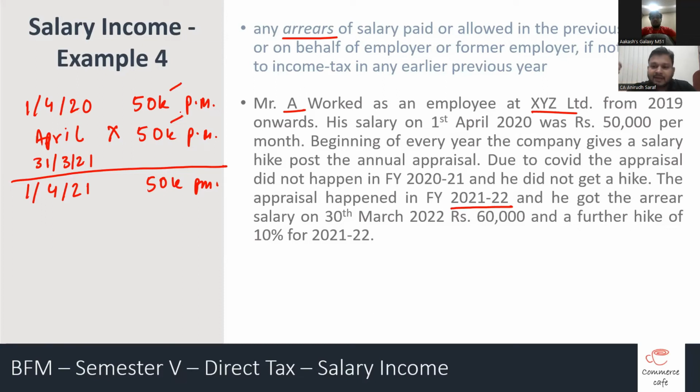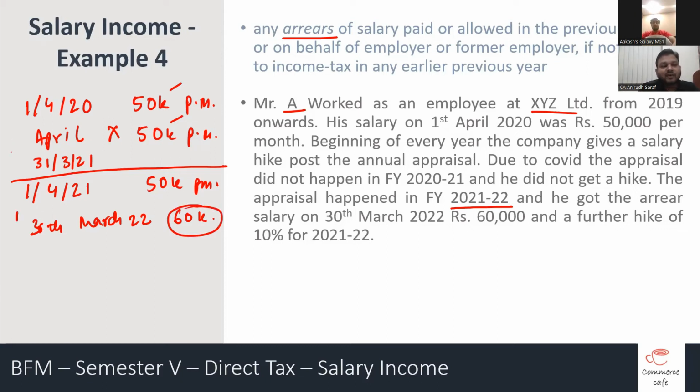But had the appraisal happened on time, he would have got an additional 60,000 for the whole year. That means per month, his salary should have been 55,000. But that time the appraisal did not happen because of COVID. It was postponed. So now on 30th March 2022, he's getting an additional 60,000. But this 60,000 is not a salary for this financial year.